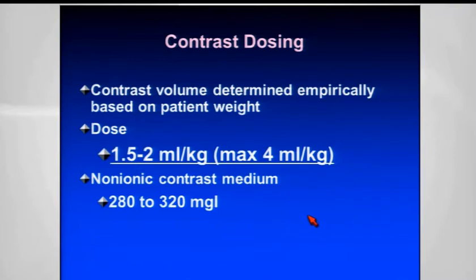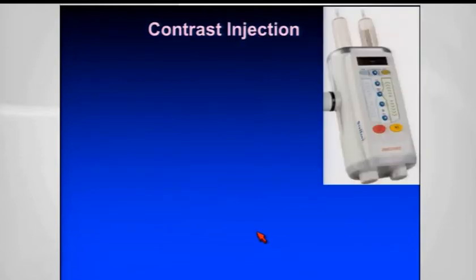Contrast dosing in children, very easy. All you do is multiply the patient's weight by the dose of contrast you want, usually between 1.5 to 2 mils per kilogram. And we usually use a non-ionic contrast with an iodine concentration of about 300.